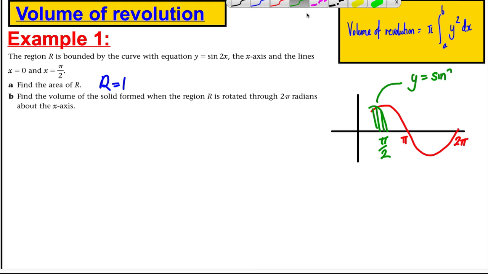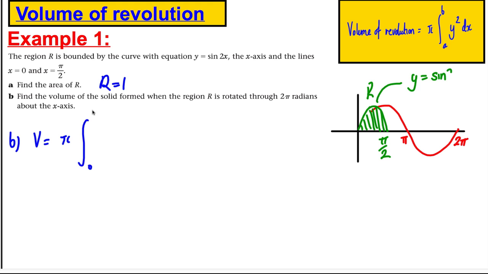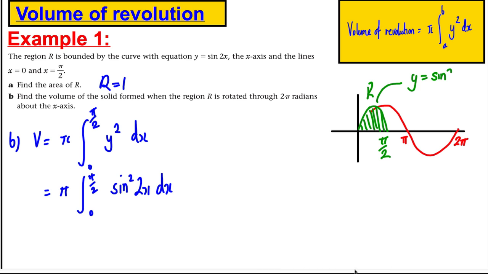Okay, the next part, what we're going to do now is find the volume when the solid is rotated 2 pi around the x-axis. So we want to rotate this region R 2 pi all the way around the x-axis here. So we know the formula for the volume. The volume is equal to pi, the integral between 0 and pi by 2 of y squared dx, which is going to be pi, the integral between 0 and pi by 2, y squared is going to be sine squared 2x dx. So that's the integral we want to work out.